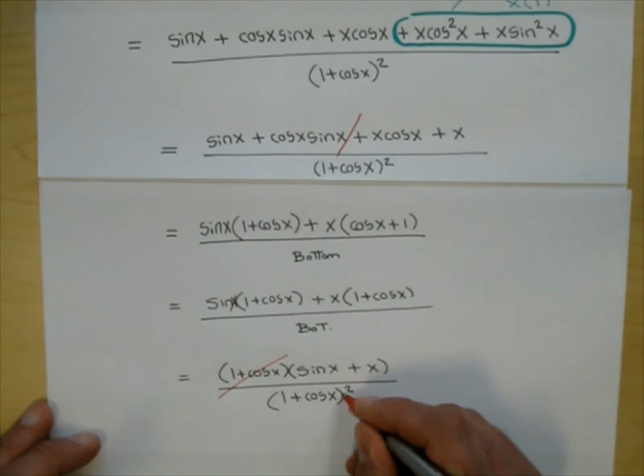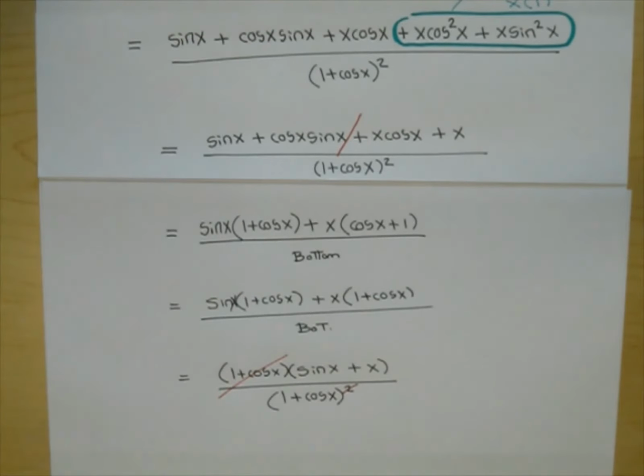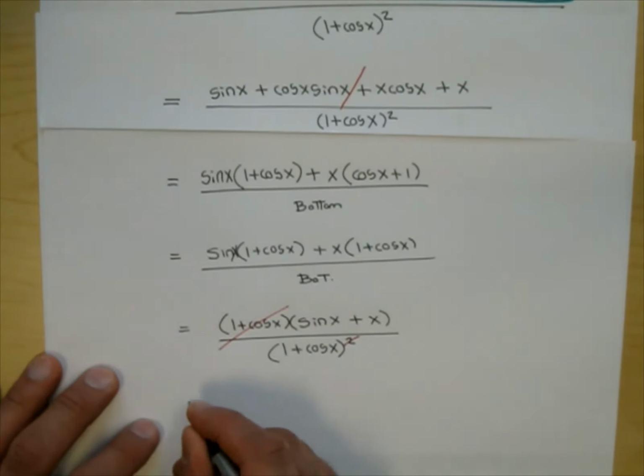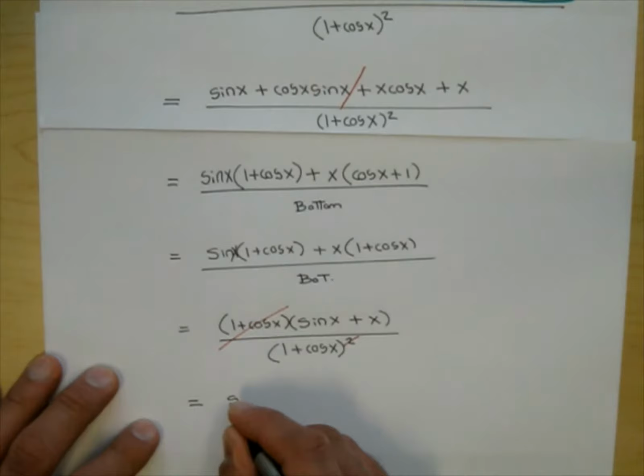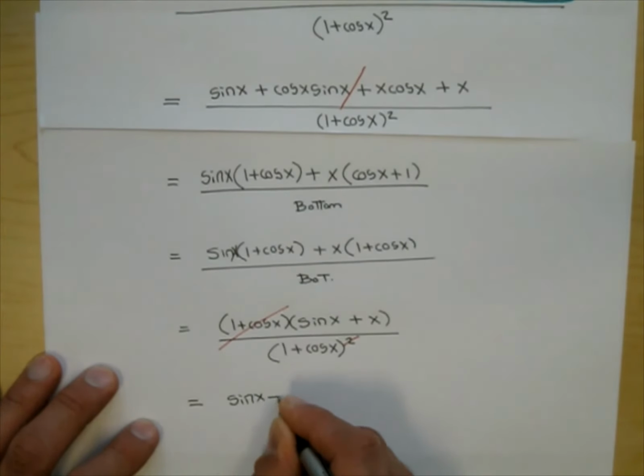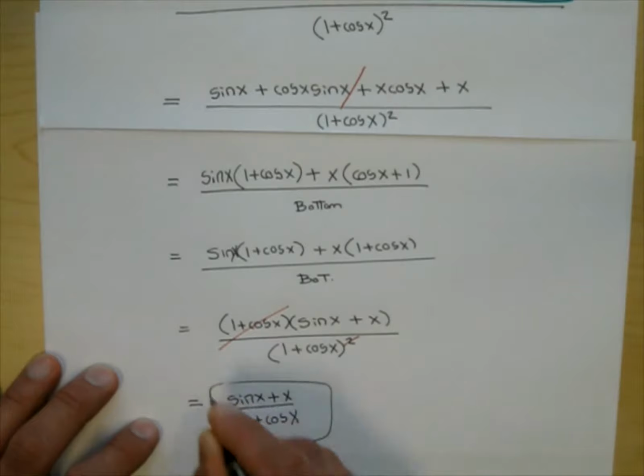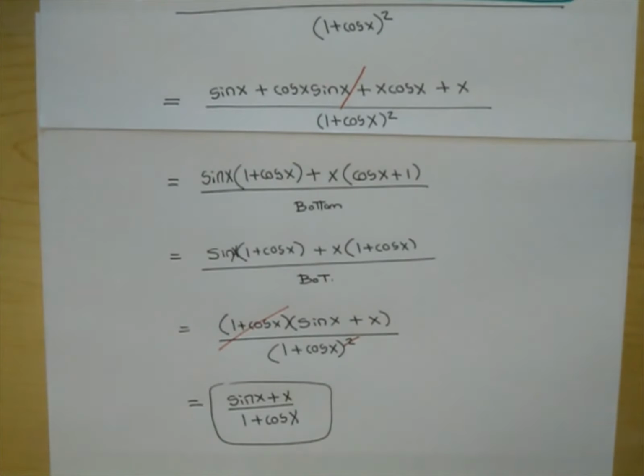That cancels with one of those. And so my final answer happens to be sine x plus x on the top, and on the bottom I have 1 plus the cosine of x. And so there is the answer. Let's go ahead and do the next problem.